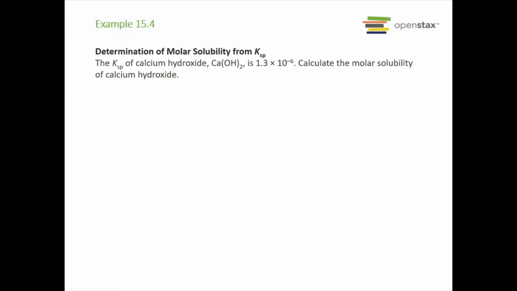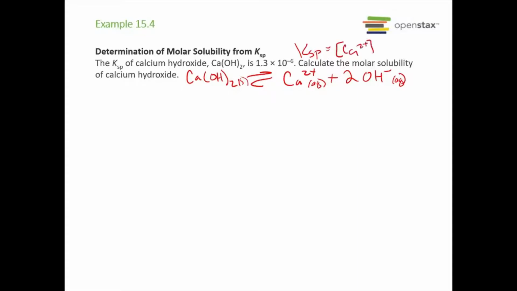All right, the next one: the Ksp of calcium hydroxide is 1.3 times 10 to the negative 6. Calculate the molar solubility of calcium hydroxide. All right, so for calcium hydroxide, let's write our equation. Ca(OH)2 becomes Ca2+ plus 2 OH−. And Ksp is equal to [Ca2+] times [OH−] squared. And we can set up our ICE table. You know what, I can just use it here.